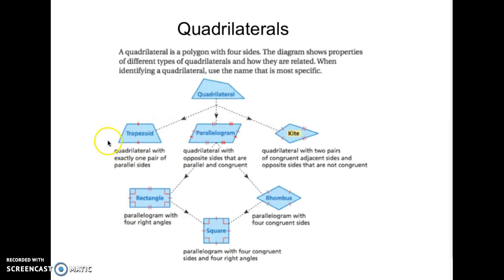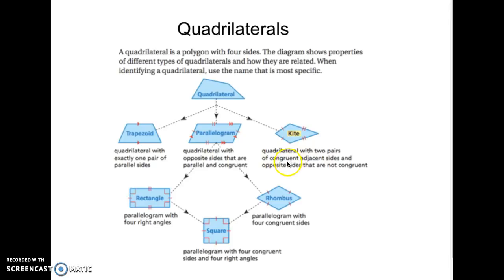Trapezoids are quadrilaterals with exactly one pair of parallel sides. So we can see here by the little arrows that these are parallel. Next, we have parallelogram, which is a quadrilateral with opposite sides that are parallel and congruent. So we see the little triangles tell us that these are parallel. The triangles here tell us these are parallel. And those corresponding sides are also congruent, which means they're the same. So same here, and then same here.